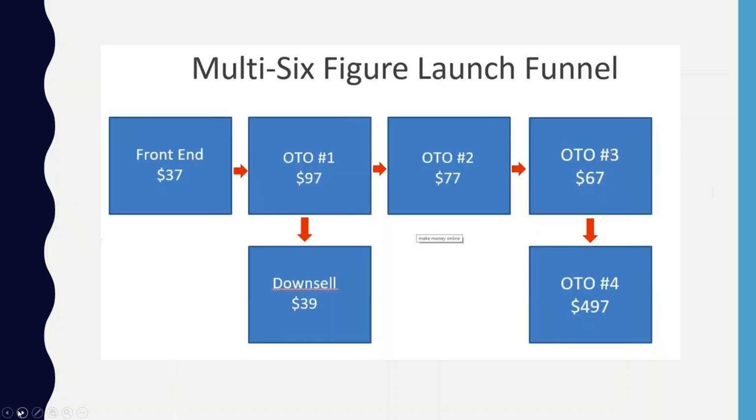This is an example of a multiple six-figure launch funnel that we use, meaning this is a product that's generated $200,000, $300,000, $400,000 in sales. So we use this time and time again. You've got your front end product at $37. The upsell is $97. Take them to a downsell if they say no. Then we have our second OTO at $77, third OTO, and then finally a $497. So that's a lot of upsells that we offer there.